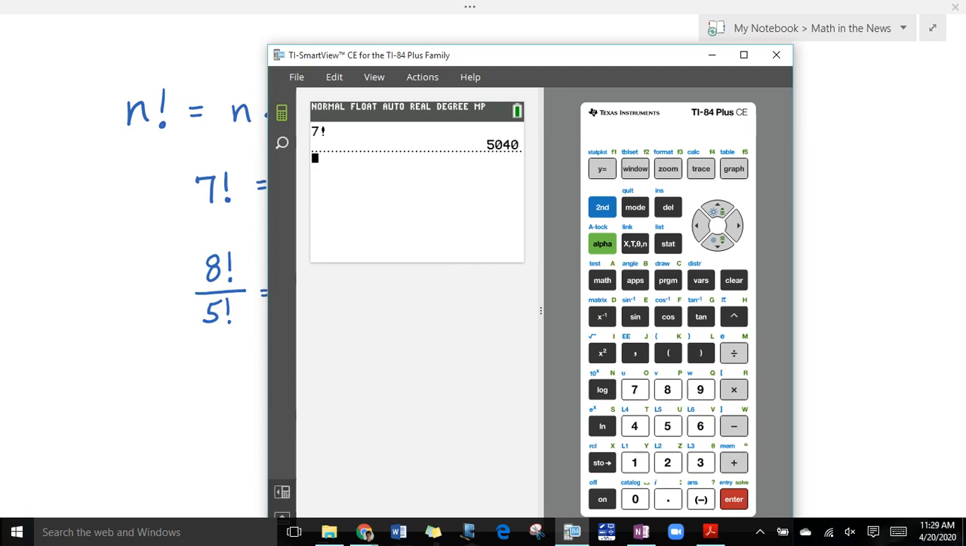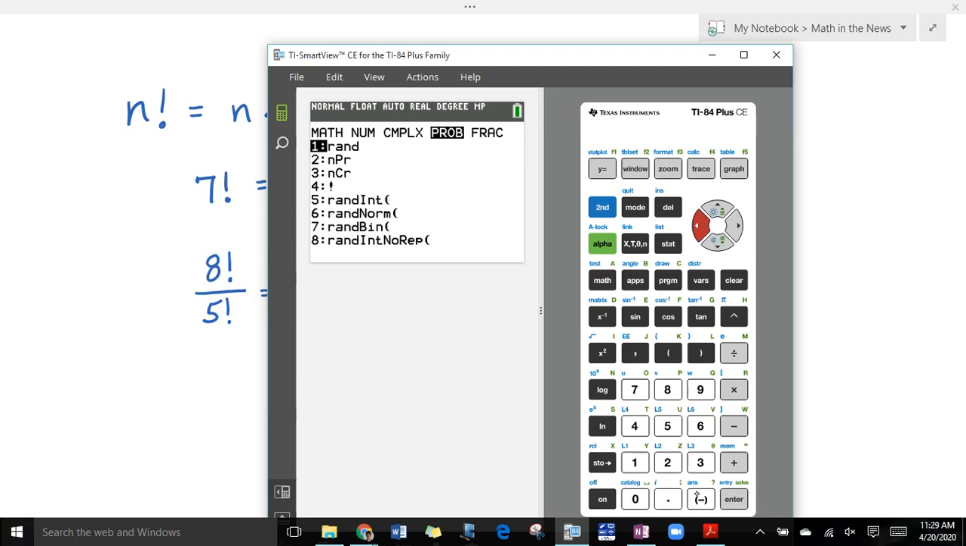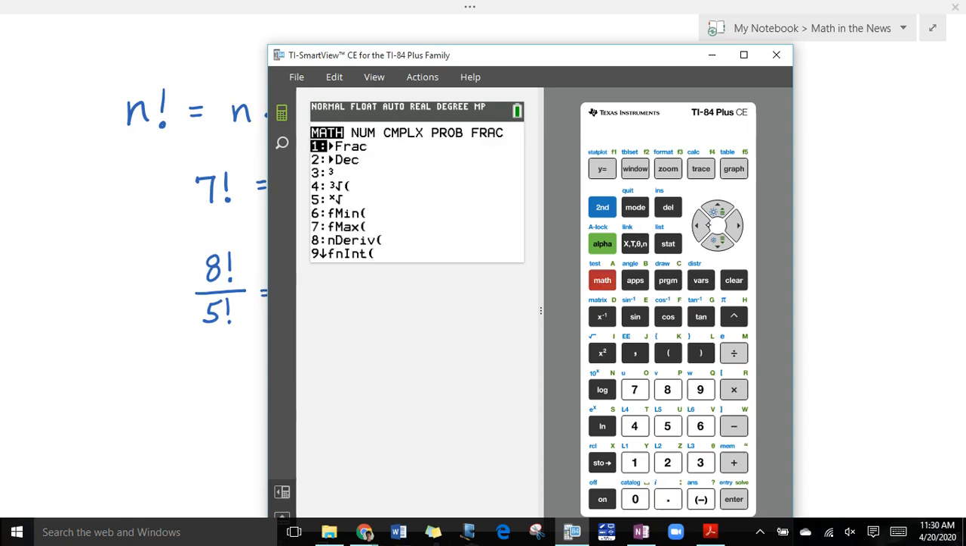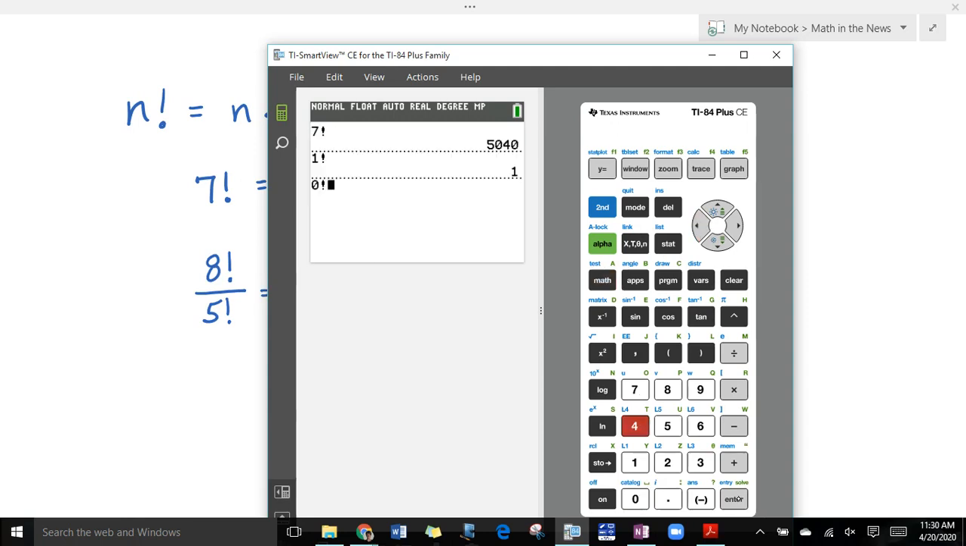Now, a couple fun things. Obviously, 1 factorial is just going to be 1 times 1, right? So that should just be 1. But look what happens when I do 0 factorial. 0, going over to prob. 0 factorial is also 1. That should surprise you a little bit. And it's, again, defined using the combinations and permutations.